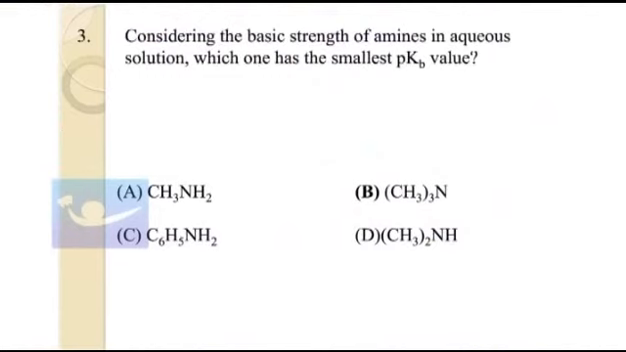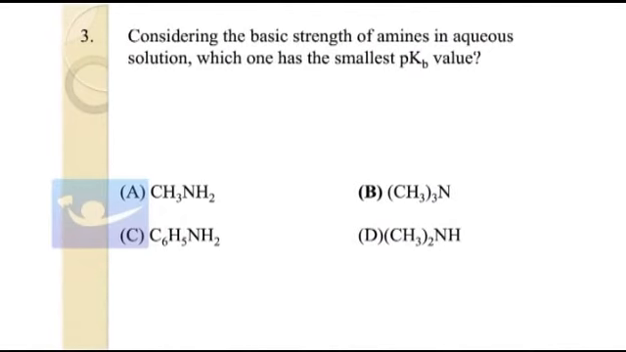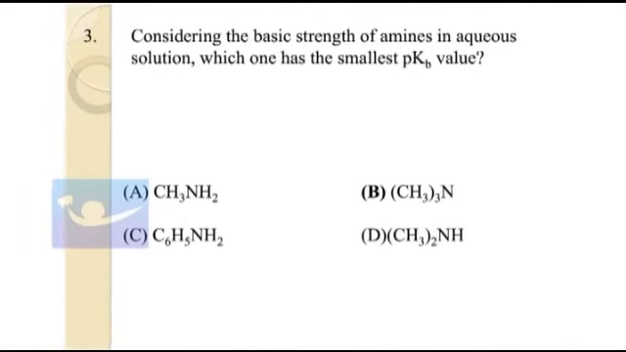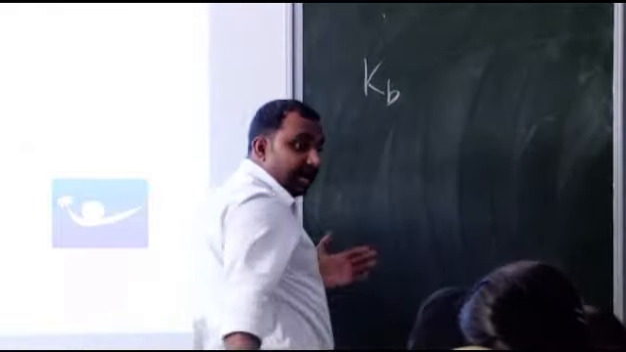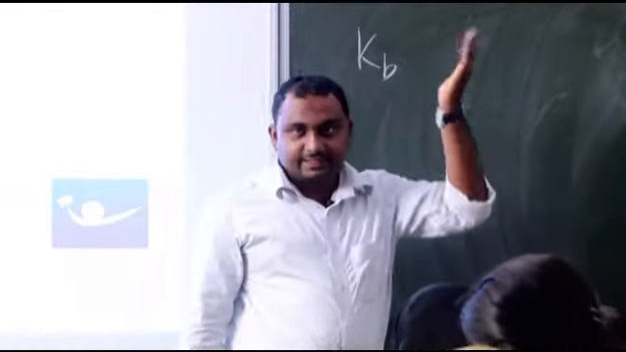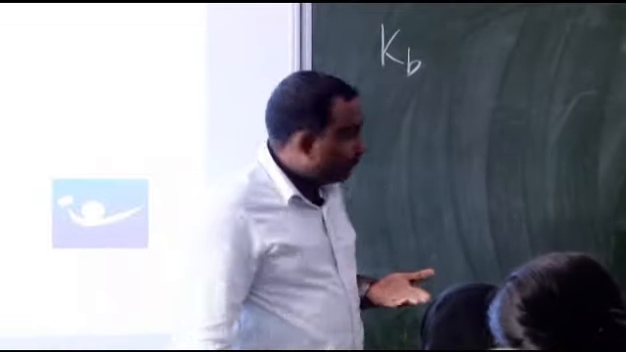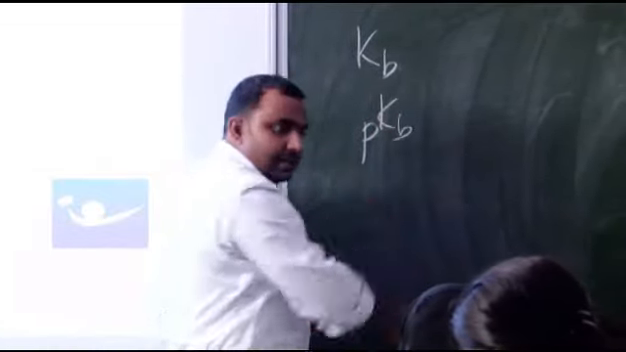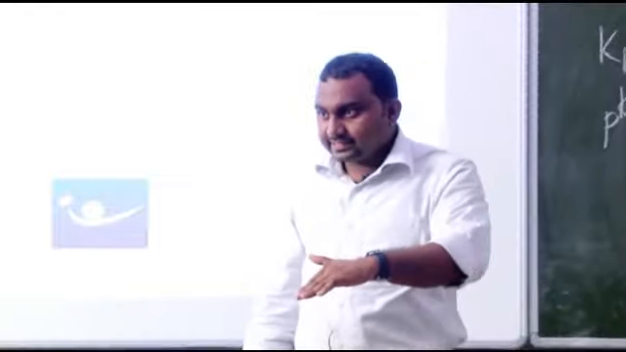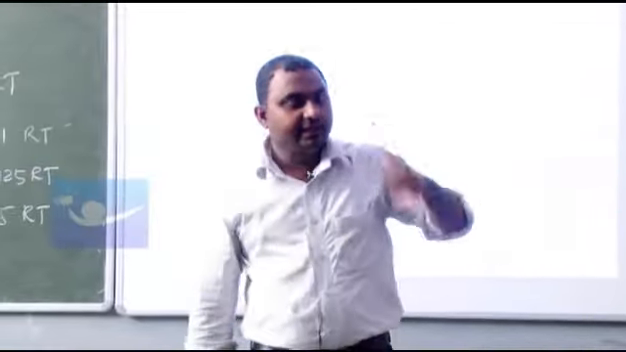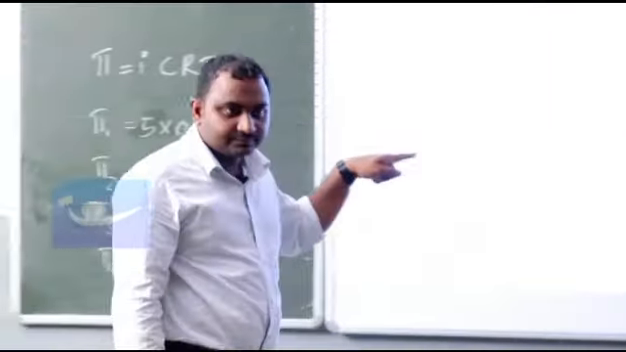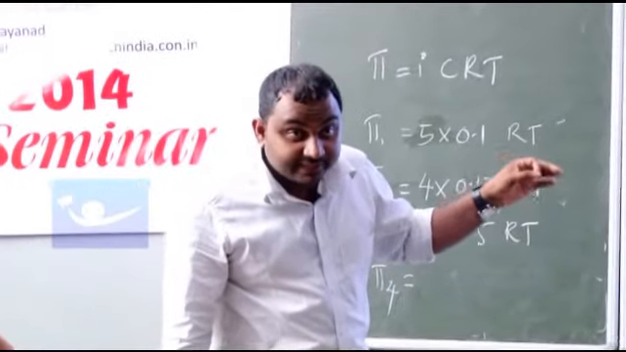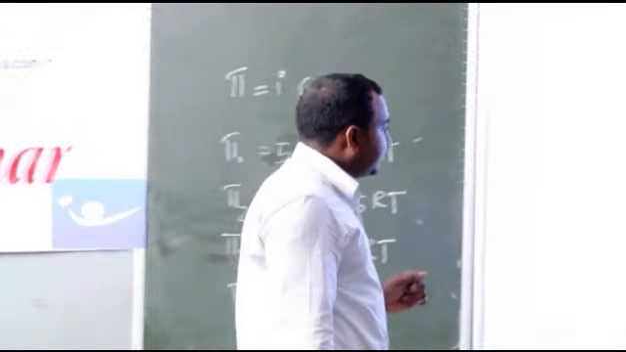Next one. Considering the basic strength of amines in aqueous solution, which one has the smallest pKb? So how do you relate the basicity with Kb? As Kb increases, basicity also increases, right? What about pKb? As the pKb value decreases, basicity increases. So you have to select the strongest base or the weakest base? Strongest or weakest? Yeah, you have to select the strongest one.